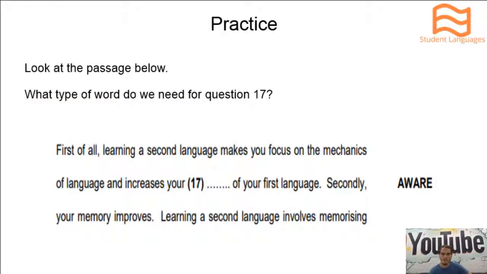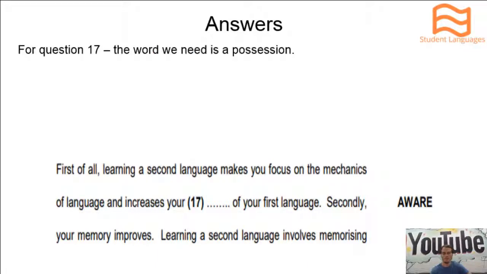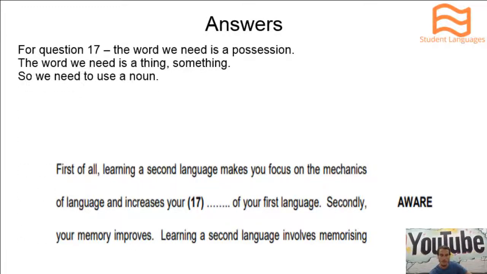Okay, so hopefully you've done that. This is what I say for question 17. The type of word we need is a possession. It's a possession, your something. And the word we need is a thing or something. So what we need to use here is a noun. We need to use a noun in this sentence, in the gap.